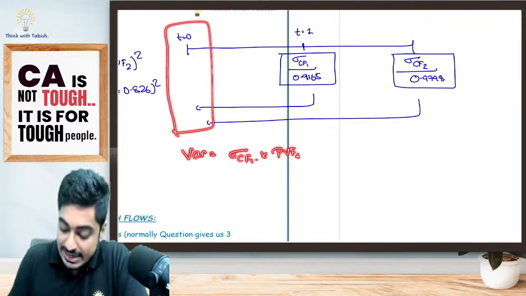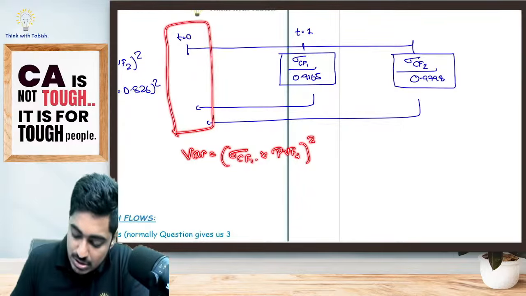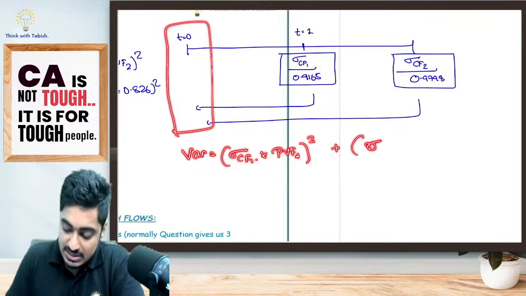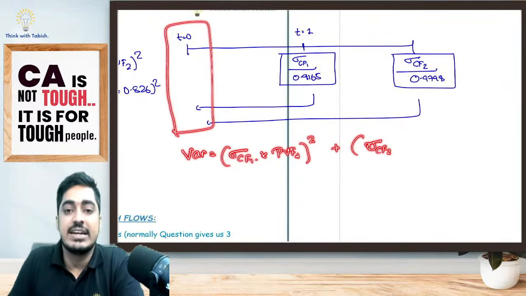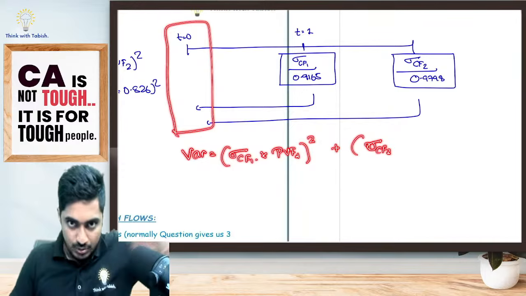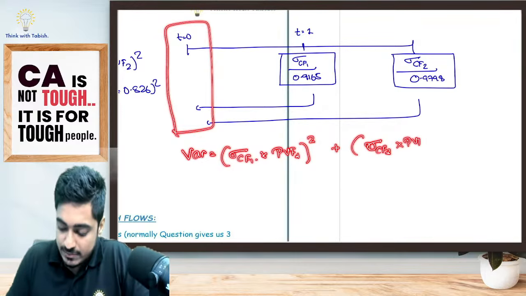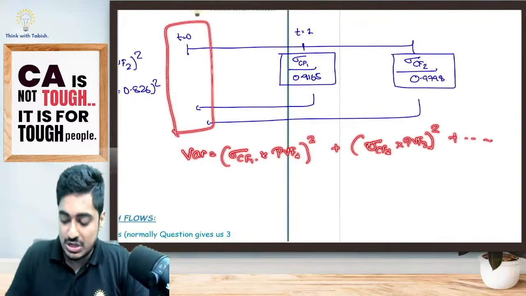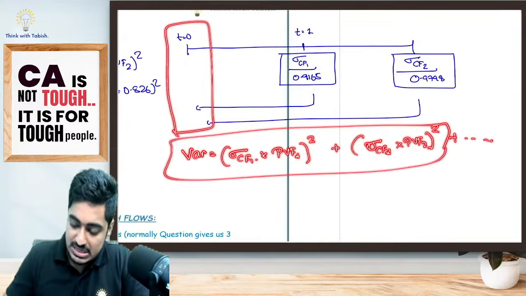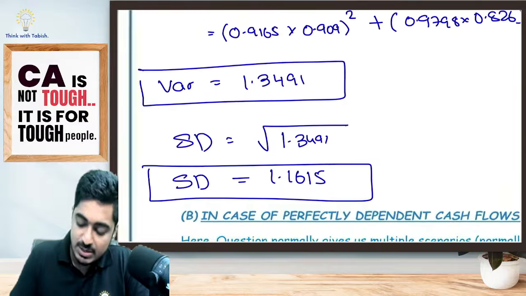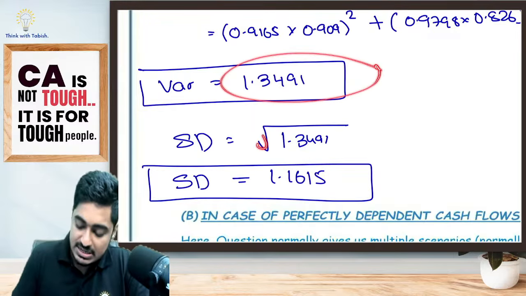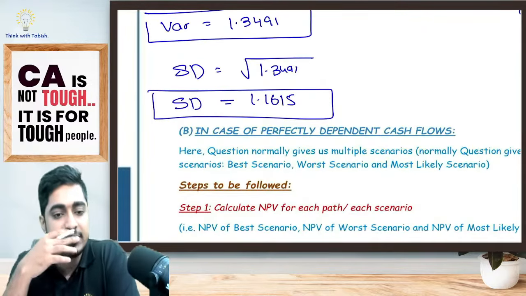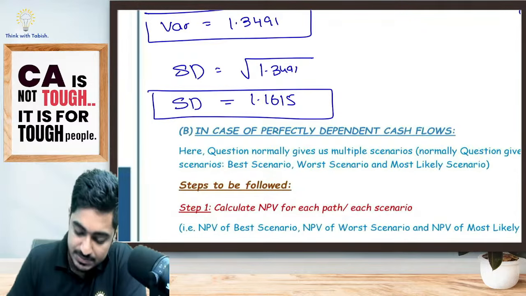First I will always be calculating variance. It is in square terms, so into square. Plus for the second year I have sigma cash flow 2, the standard deviation of the second year cash flow. I have to bring it to t equal to 0, into present value factor 2, and square it. So on and so forth. Here it is only there for 2 years, so I will use this formula. I will get my variance. Once I get my variance, take the square root. You will be getting your standard deviation. Is this clear, everyone? Yes or no? Give me a confirmation. Okay.